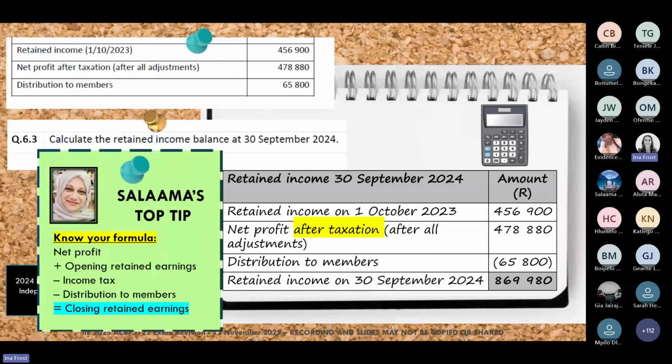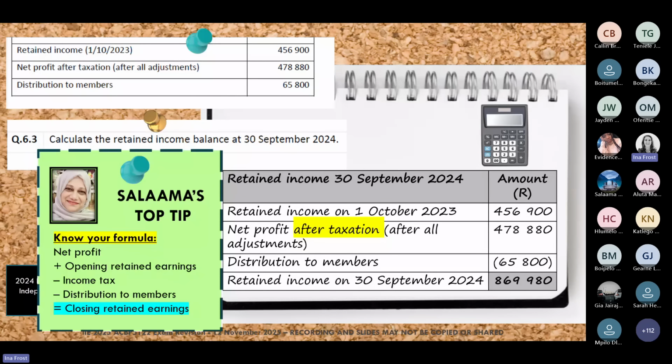And Salama has also put that for you in the chats, but here it is up on the screen as well. This is another one of Salama's top tips, your formula that you can use to calculate the retained earnings at the end of the year.